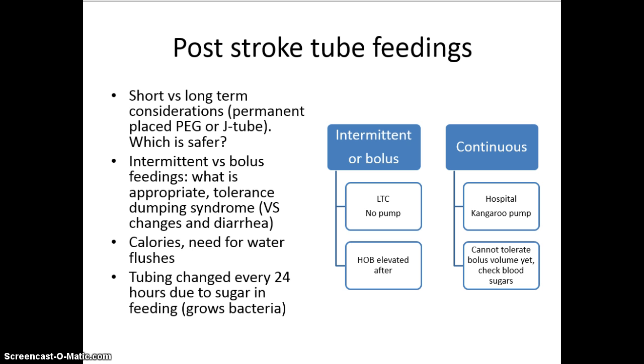Your safer one obviously is the J tube because it's down further. It's got two valves that keep it from aspirating up into the lungs. It would be your lower esophageal and your pyloric sphincter. When we think about intermittent versus bolus in the hospital, where I've primarily worked, we do the intermittent.